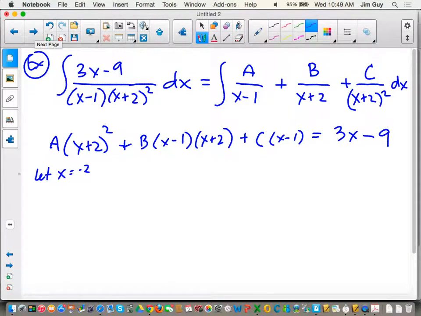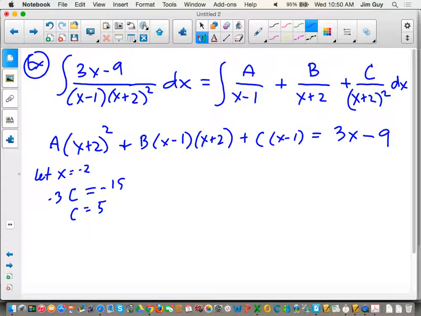Perfect. Okay. So negative 2, plug it in. That would be 0. This would be 0. You get just C here. So you get C times negative 2 minus 1, which is negative 3. Negative 3 times C equals, and then this would be negative 6 minus 9, which is negative 15. C equals 5. Well, that worked out well.